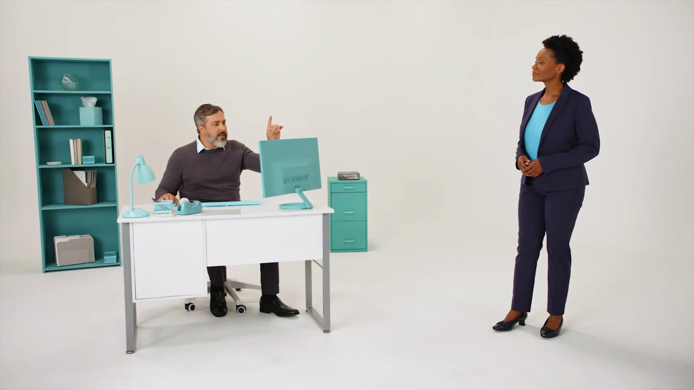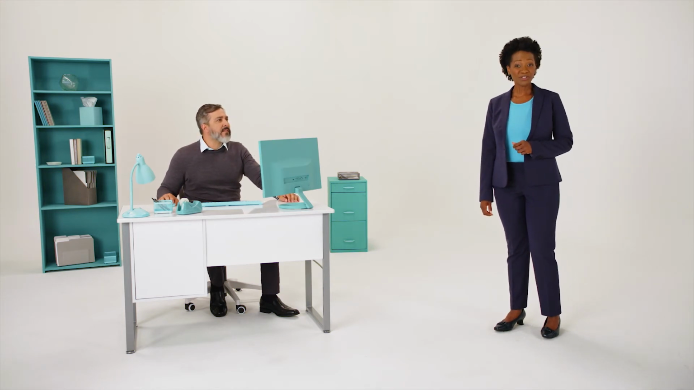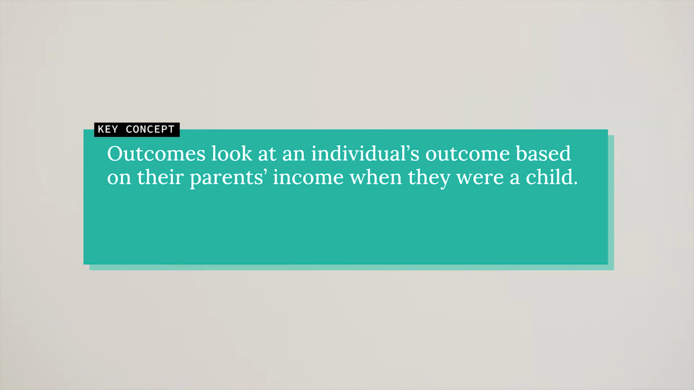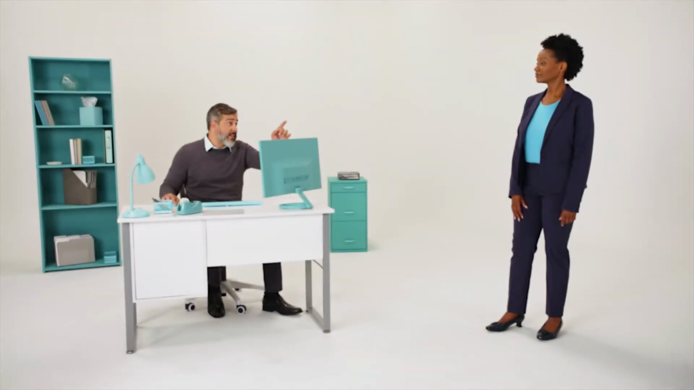Okay, explain to me the difference between outcomes and neighborhood characteristics. It's important to realize that neighborhood characteristics are different than outcomes. When we look at outcomes, we ask, what is an individual's station in life as an adult based on their parents' income when they were a child? But when we look at neighborhood characteristics, we say, let's compare present-day characteristics of one neighborhood to the same characteristics in another neighborhood. We are learning about the environment instead of the individual people living in it. Ah, that makes sense.